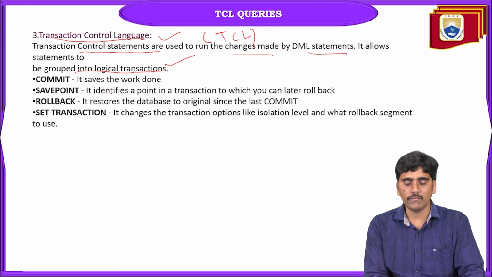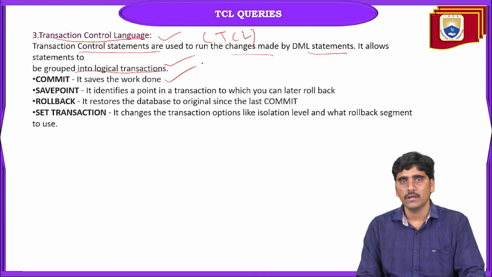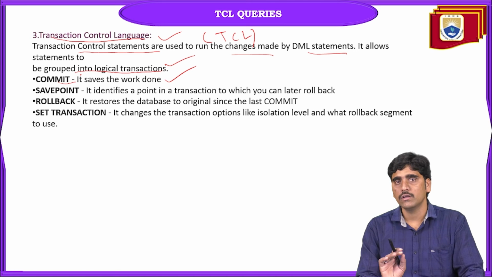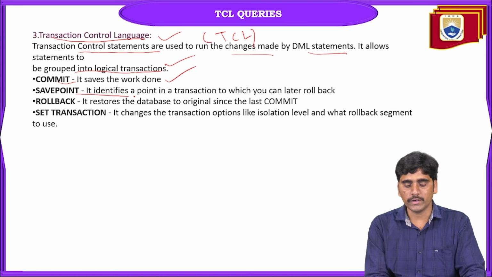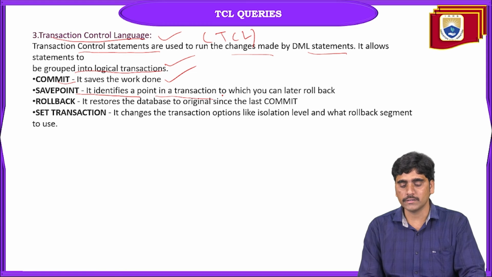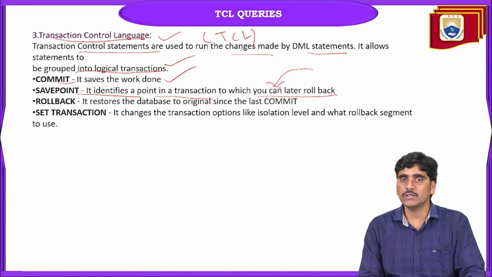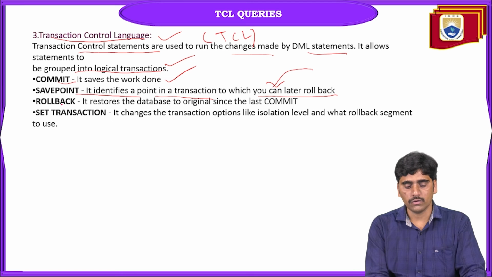In this we have commit as one command. It saves the work done. Whenever you want to save the work permanently, you can use the commit command. And savepoint identifies a point in a transaction to which you can later roll back. So if you mention a savepoint and then perform any operation, after that you can roll back again. That means the updated values in the previous session will be as usual. So that is the use of savepoint.